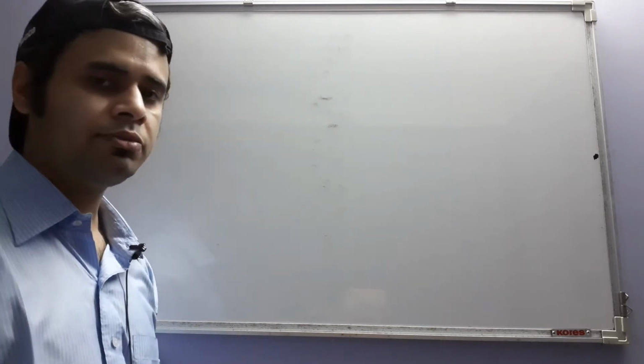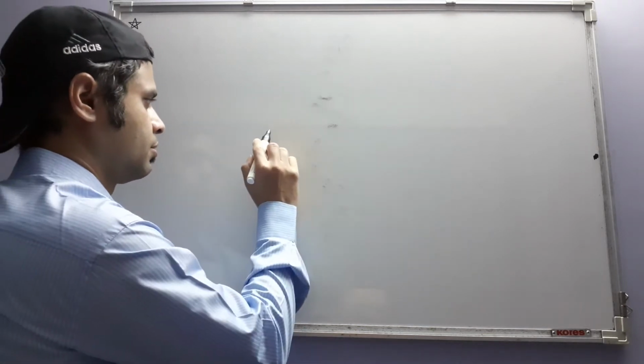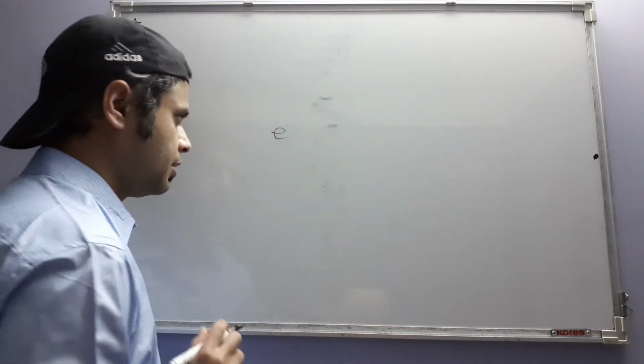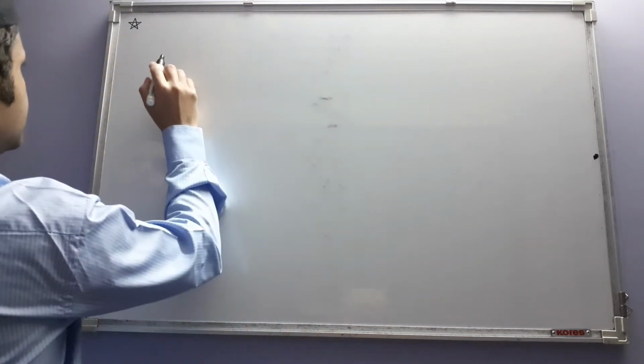Recall that in the previous field theory video, we proved that the irrational number e is transcendental.